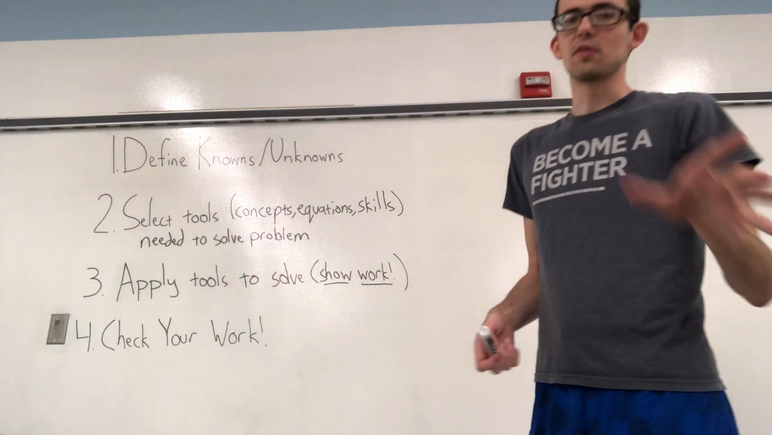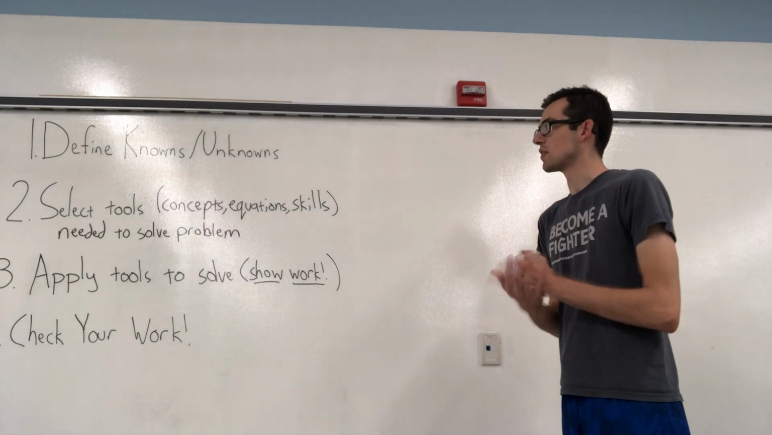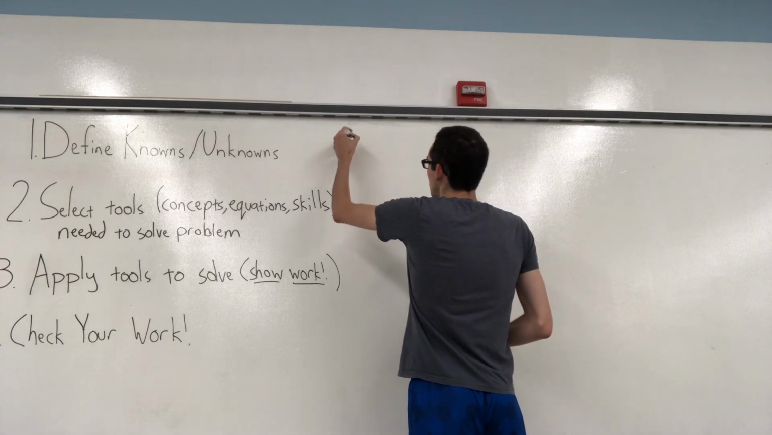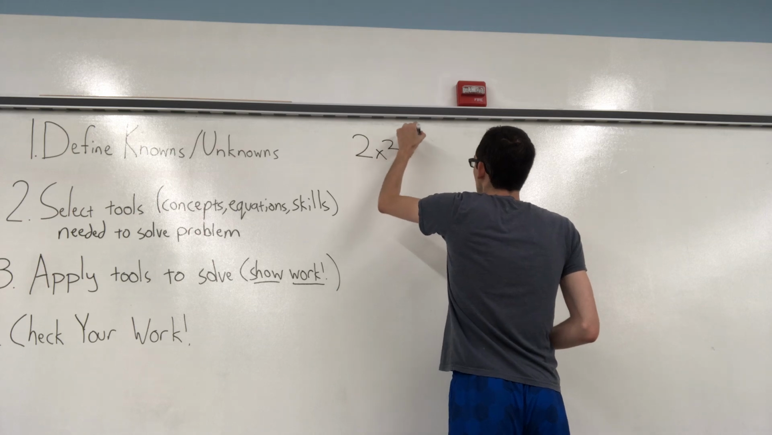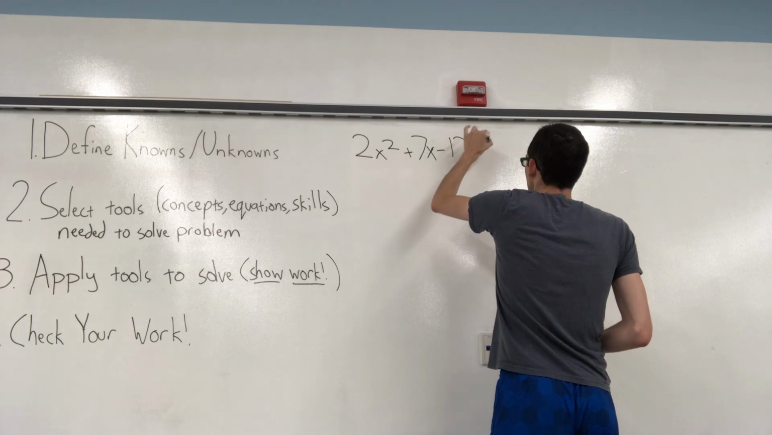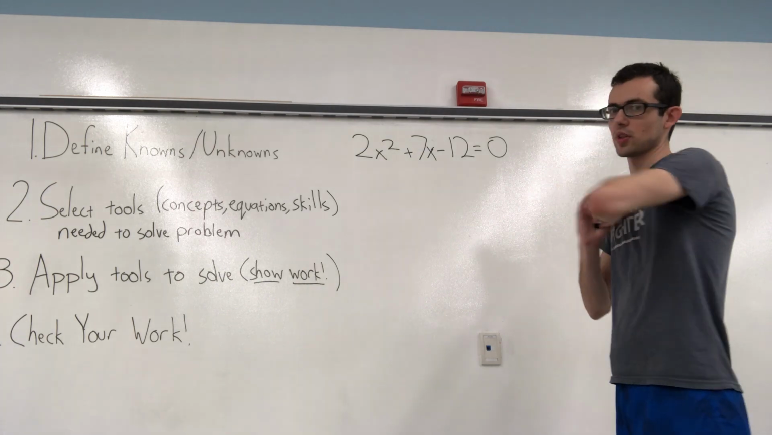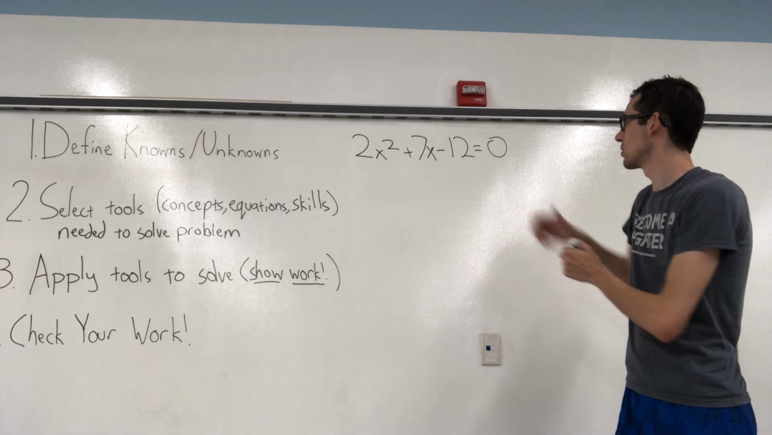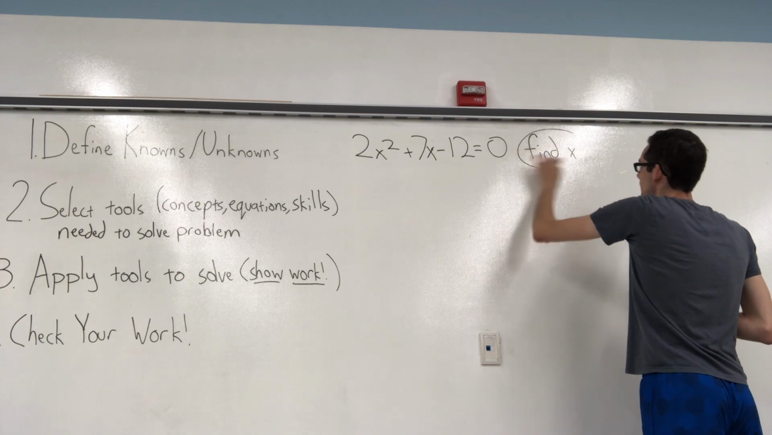I'm going to go through just a brief example. We're not into physics concepts yet, of course, but I'll go through and use kind of an algebra example. So let's just put an equation up here. 2x squared plus 7x minus 12 equals 0. So if you've taken Algebra 2, you've seen some sort of equation like this. So we have 2x squared plus 7x minus 12 equals 0. And of course, your problem would probably say, find the value of x.